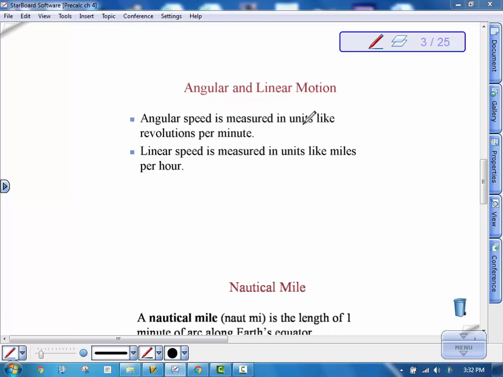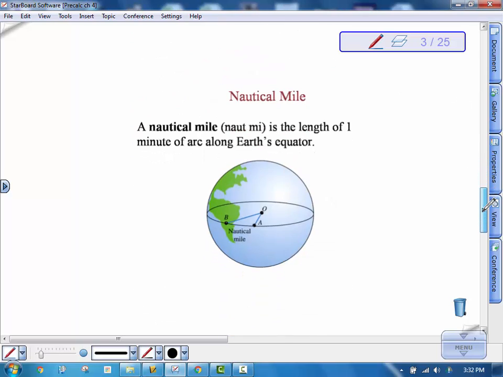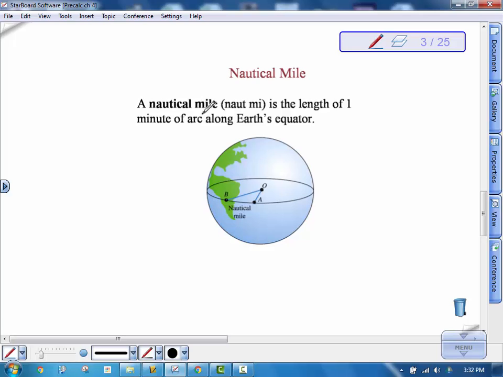Okay, a couple random things that we'll put in the homework. I'll put some problems about angular and linear motion. So angular speed is measured in revolutions per minute, and linear is measured in units like miles per hour. Obviously we can change these units as we see fit, but that's the basic concept. You're also going to want to know what a nautical mile is. It's the length of 1 minute of arc along the Earth's equator.